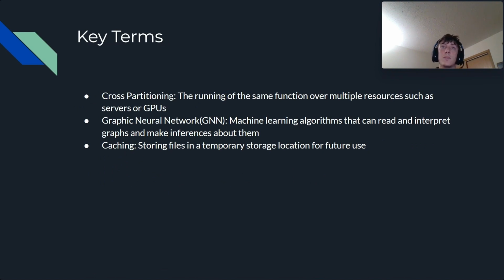Here, I will cover some of the key terms mentioned that play an important role in the research. First, we start with cross-partitioning, which is important because it is where one of the key bottlenecks resides in graphic neural networks. Cross-partitioning essentially means that the same function would have to be run over every server individually instead of in a group. You can understand how this would cause major overhead and slowed performance.